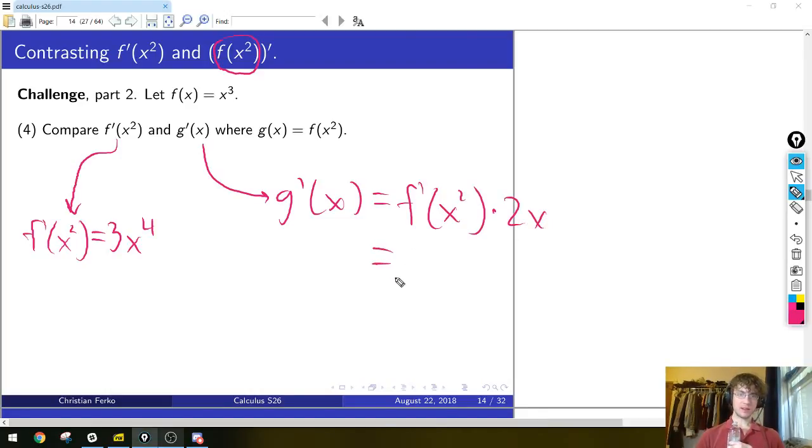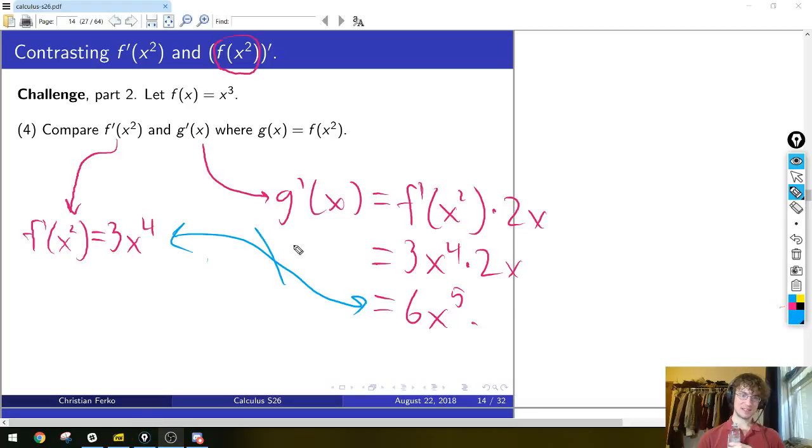And then what's f prime of x squared? We have a formula for that. That is 3x to the power 4. Good. 3x to the power 4 times 2x, which if I can do algebra is 6x to the 5th. Good. So as Spivak alluded to, these are not the same.